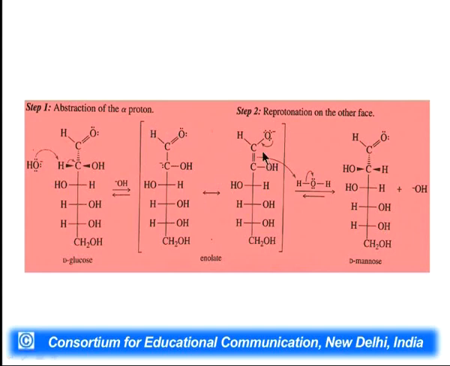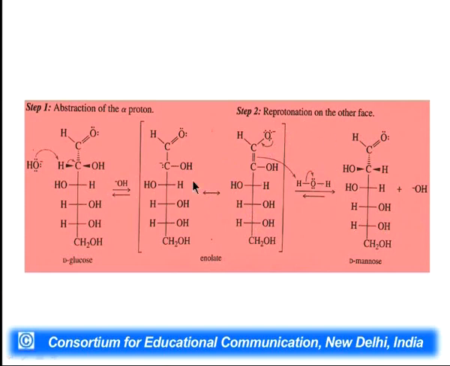And as we've seen, in this enolate ion, this carbon is sp2 hybridized, it has a planar structure. So now when the reprotonation takes place, this proton can add from either of the surfaces, that is, it can add from this side or from this side. If it adds from the same side, it will result in the formation of glucose. But if it adds from the opposite face, it will result in the formation of mannose. So what has happened here? One form, that is glucose, has changed into its epimer, which is mannose.